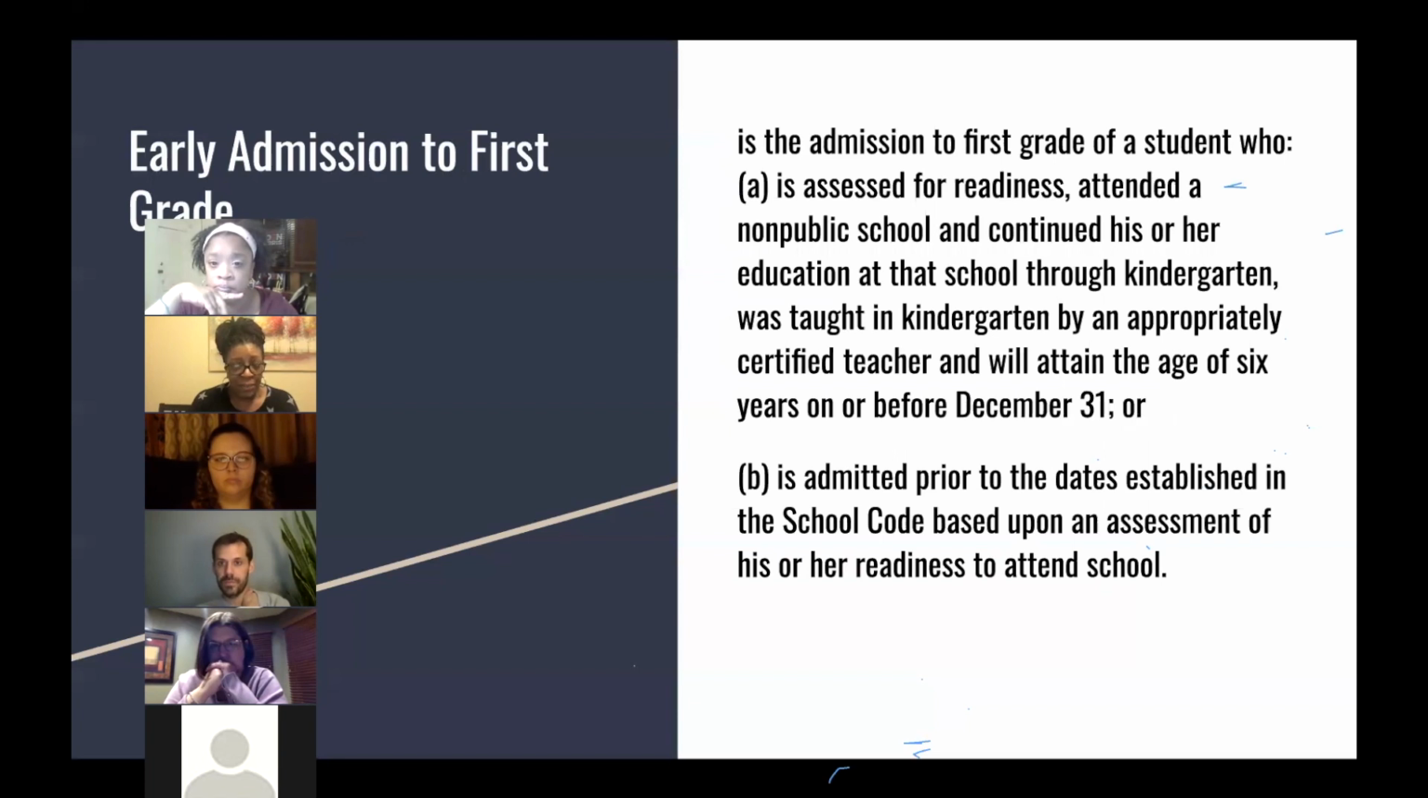Early admission to first grade is also an option. I know that there are some families here who are also considering early admission to first grade. For first grade admission, we're looking at a student who's assessed for readiness, may have attended a non-public school but continued his or her education at that school through kindergarten, was taught in kindergarten by an appropriately certified teacher, so that is important, and will be 6 on or before December 31st. Or, just as we talked about before, is admitted prior to the dates established in the school code based on our assessments of readiness for him or her to attend school.